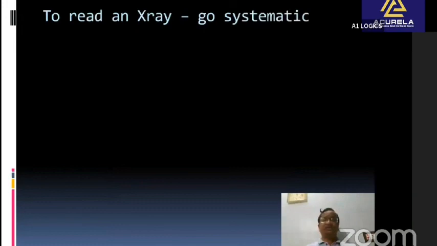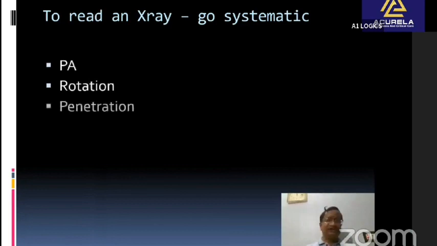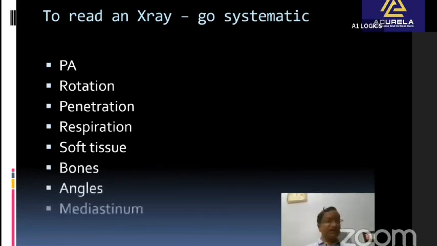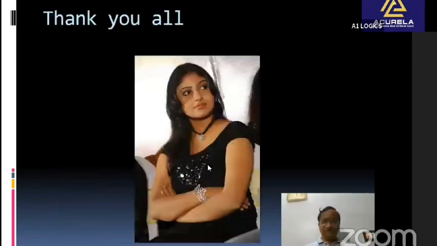So, to read an X-ray, go systematically: whether PA or AP, rotation or not, penetration is fine or not, inspiration is adequate or not. The sixth anterior rib indicates the inspiration. Soft tissues are fine, whether there is emphysema or hematoma, bones are fine, there is no rib fracture, no scapular disease or anything. Then CP, cardiac and costophrenic angles.